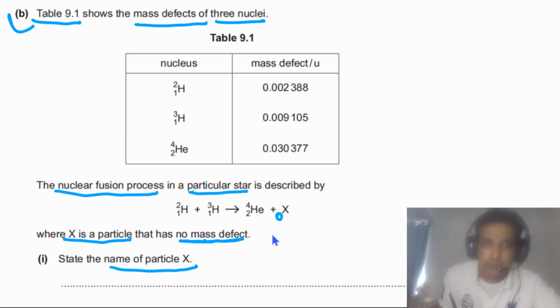Atomic number has to be 0. It means this particle has no charge, and the mass number of this one has to be 1. So it simply means that this particle is a neutron. It has no charge and its mass number is 1. So this is a neutron. And this question has only 1 mark and this is B mark.